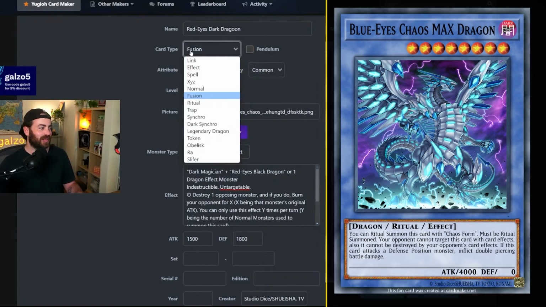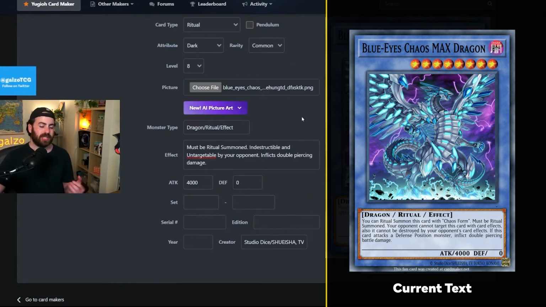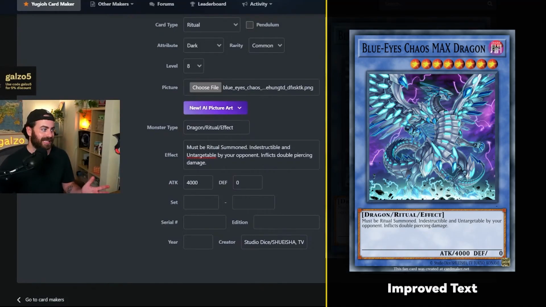I think this is the coolest card. Blue Eyes, Chaos Max, Dragon. But this is the card. Must be ritual summoned, indestructible, untargetable by your opponent, inflicts double piercing damage. Piercing also being a keyword in Yu-Gi-Oh! We're good on Chaos Max, right? Like, this is Chaos Max. There's nothing else that we can do here.